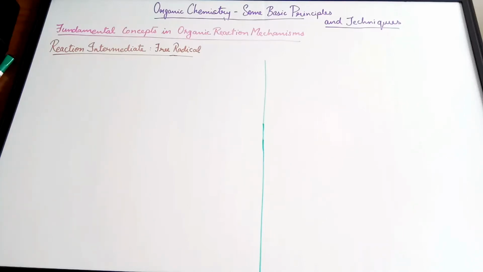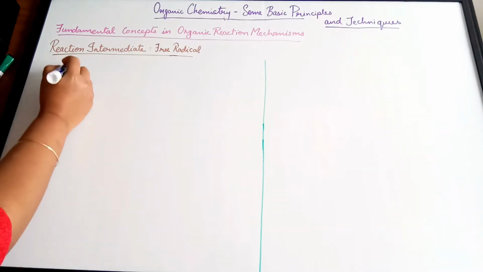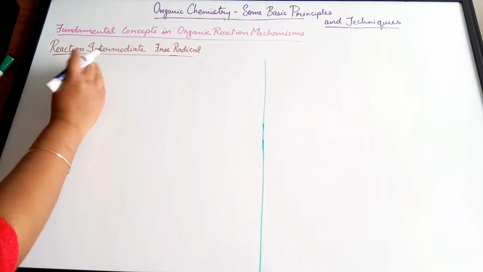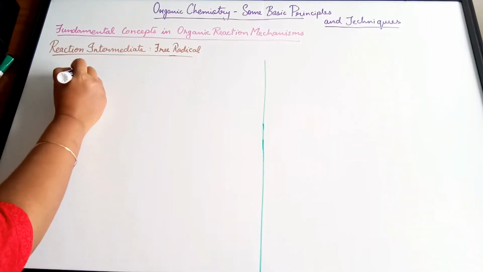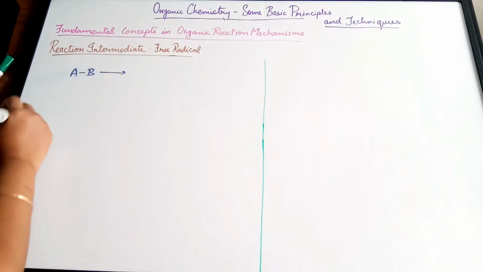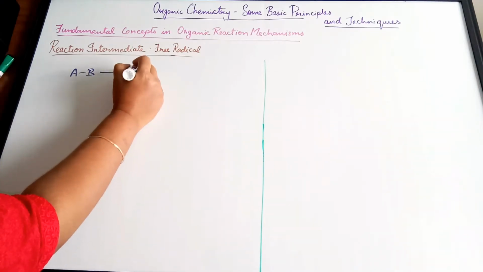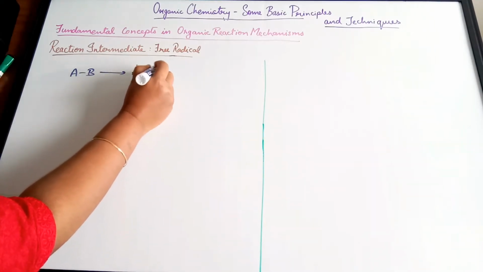The next intermediate we're going to be learning about are free radicals. Unlike carbanions and carbocations, which are formed by heterolytic fission, a free radical is formed by homolytic fission. Homolytic fission's basic reaction is: if you have A and B bound to each other, due to the homolytic fission, they lead to the formation of a free radical.